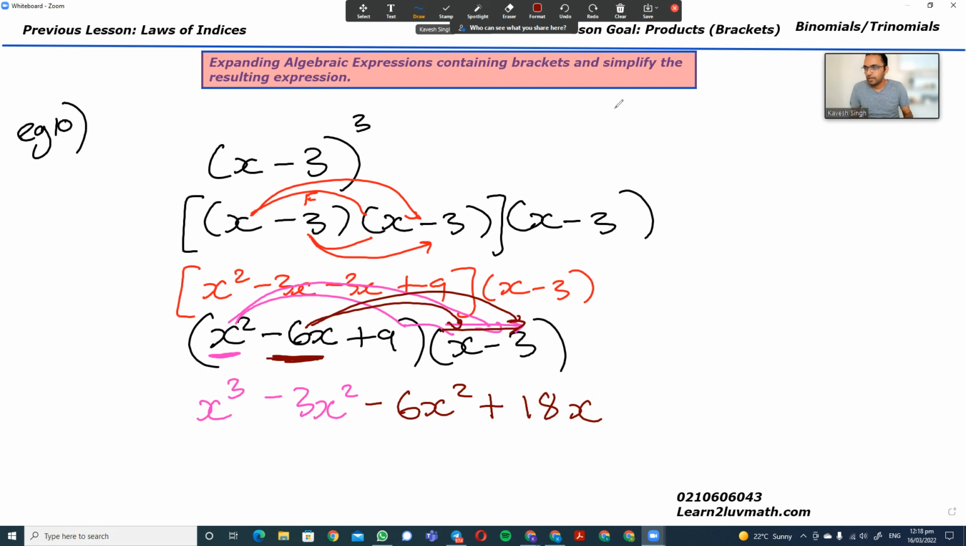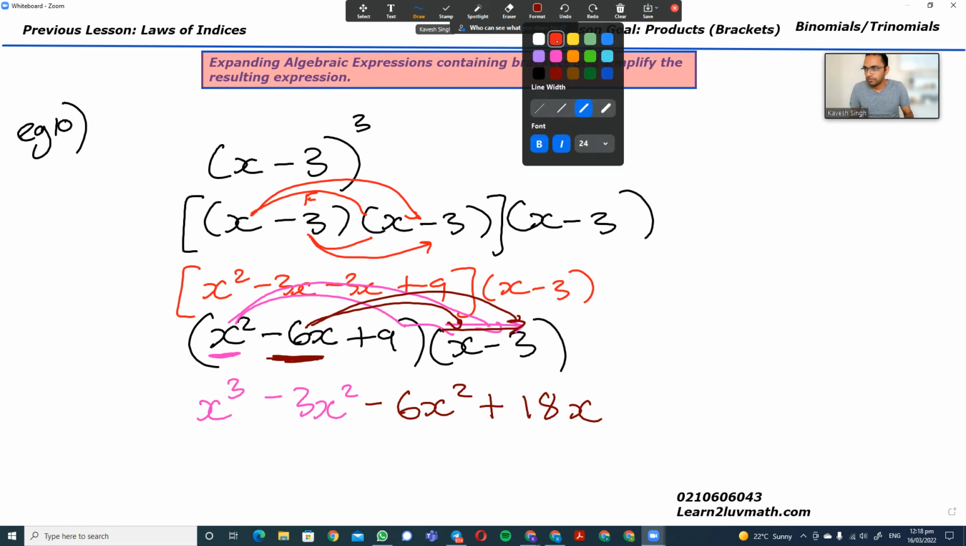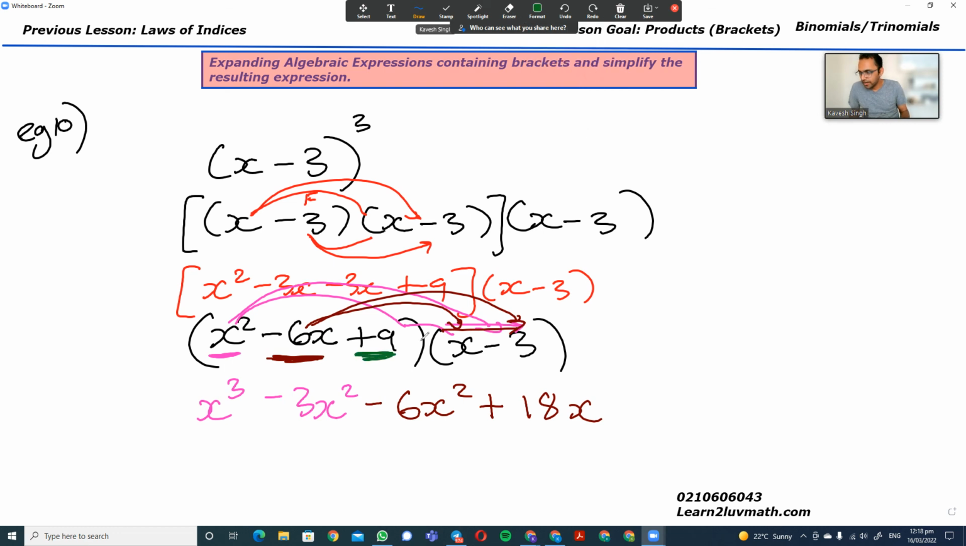Okay, let's go to the next one now. The next one I've got is positive 9 multiplied across. Positive 9 times x gets me positive 9x. And positive 9 times negative 3 gets me negative 27.